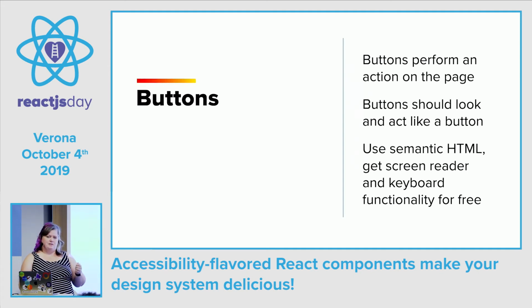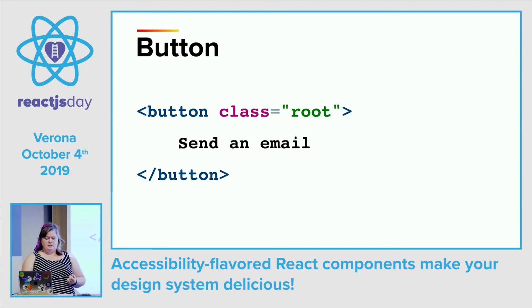If you're using a button to go to a different page, use a link, because that's what a link is for. Use semantic HTML. You get screen reader and keyboard support for free by using a button element. All the work has been done by the browser specs to get this working for you. So let's start off with high quality HTML. There it is. There is an accessible button.